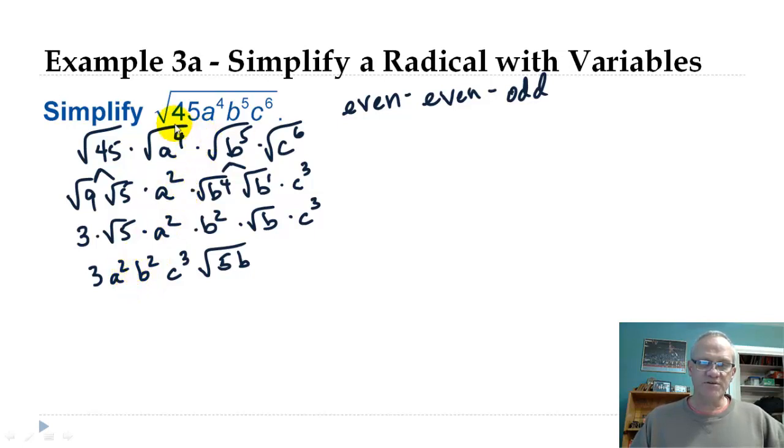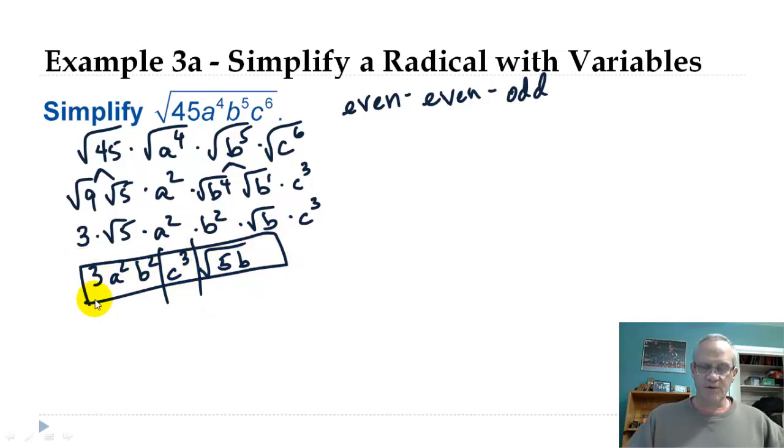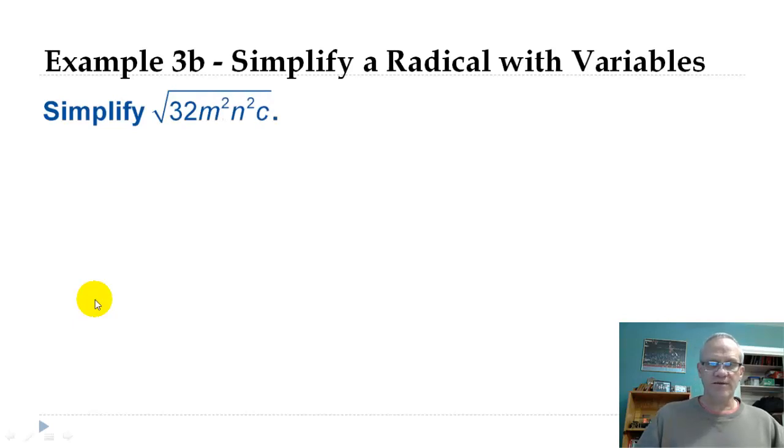With the b, well, we did even and then odd. B to the fifth was odd, so we don't have to worry about that. And then lastly, the c to the sixth, well, we had even, and then 6 was even, and we ended up with odd. So we have to put absolute values around the c to the third to make that totally correct. And so that would be our final answer there. Okay? One more like that.